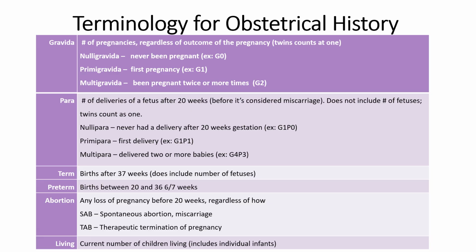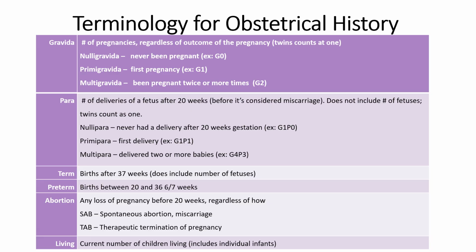A is for abortion, so this is any loss of pregnancy before 20 weeks, regardless of how. We actually break it down to SAB, which is the spontaneous abortion, or miscarriage, and TAB, which is your therapeutic termination of pregnancy. So both of those are counted as an abortion.